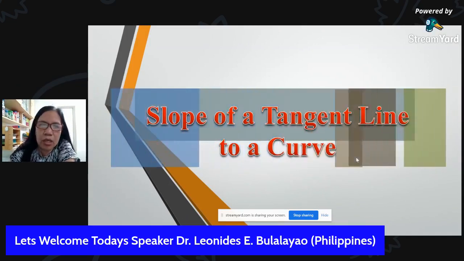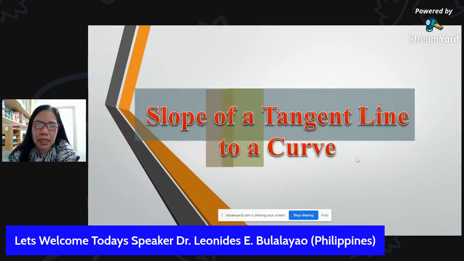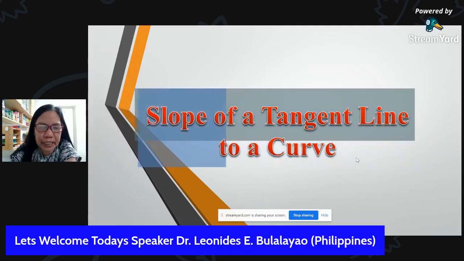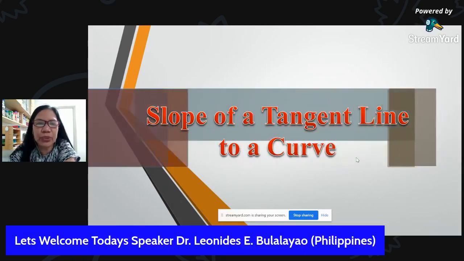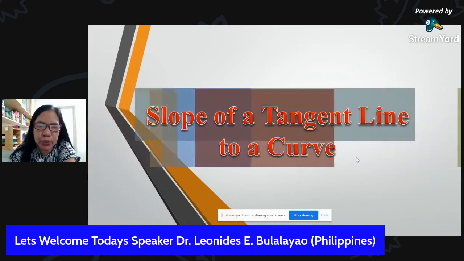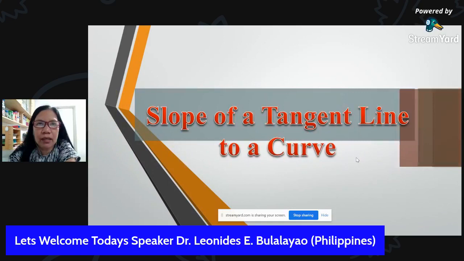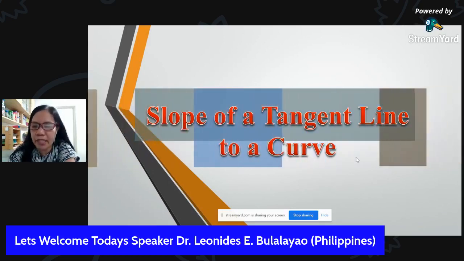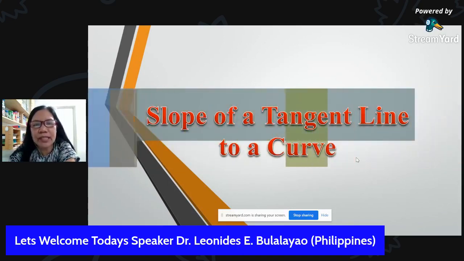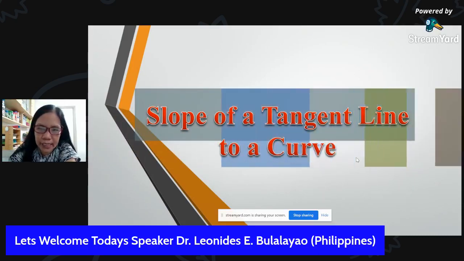So, slope of a tangent line to a curve is one of the interesting topics in basic calculus. In teaching this topic, I usually use a multimedia presentation and GeoGebra for my students to visualize the abstract concept I would like to discuss to them.